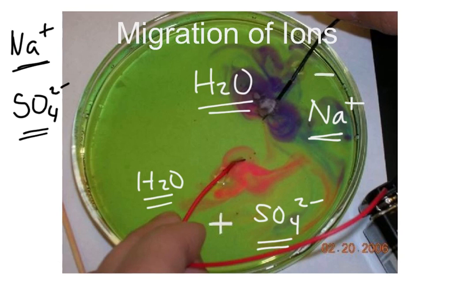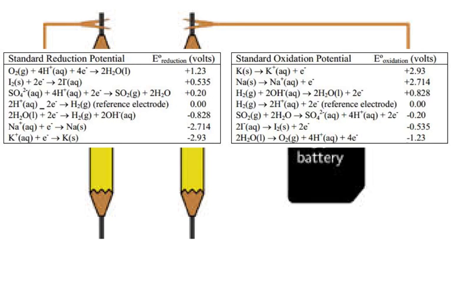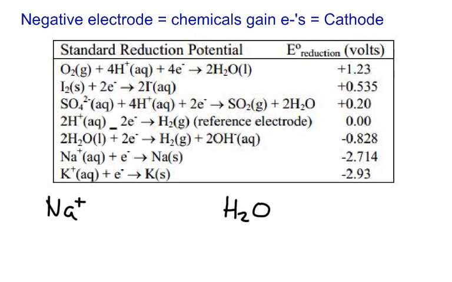Now to figure out what's really going to happen, we have to go back to a chart. So if we have a negative wire and a positive wire, we said at the negative wire, the substances are going to gain electrons, that's reduction. So we're going to use this chart for the negative wire, and we're going to have oxidation, so we're going to use this chart for the positive electrode. So at the negative electrode, chemicals are going to gain electrons, and that's the cathode. So negative goes along with the reduction. And now we said at the negative side, positive ions go there. So here's positive ions.